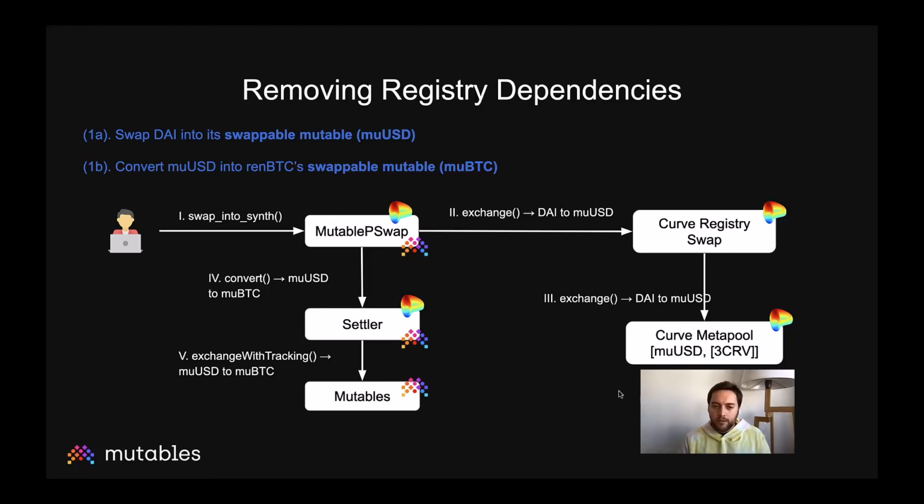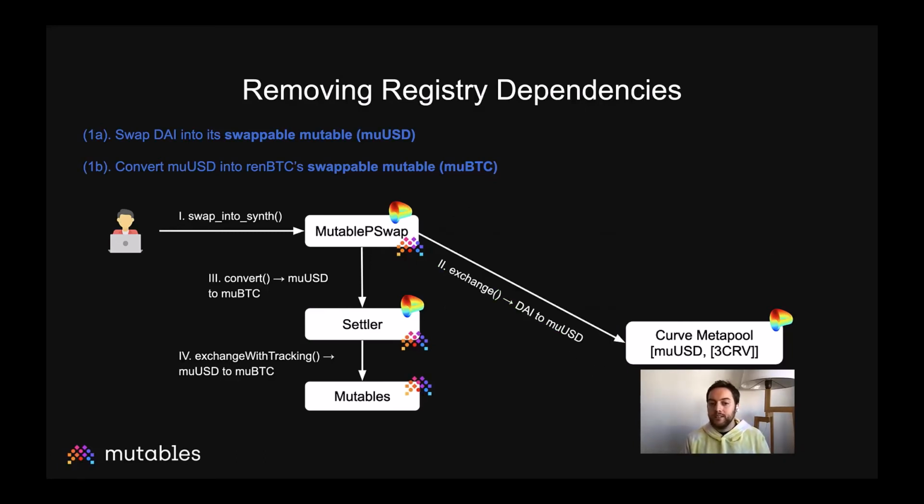Basically, we've done the modifications on the smart contract, and as you can see, those are the dependencies that we need to remove. We need the Mutable Powered Swap to call the exchange function of the Curve metapool directly, and that's what we did, and that's how we removed the dependency.